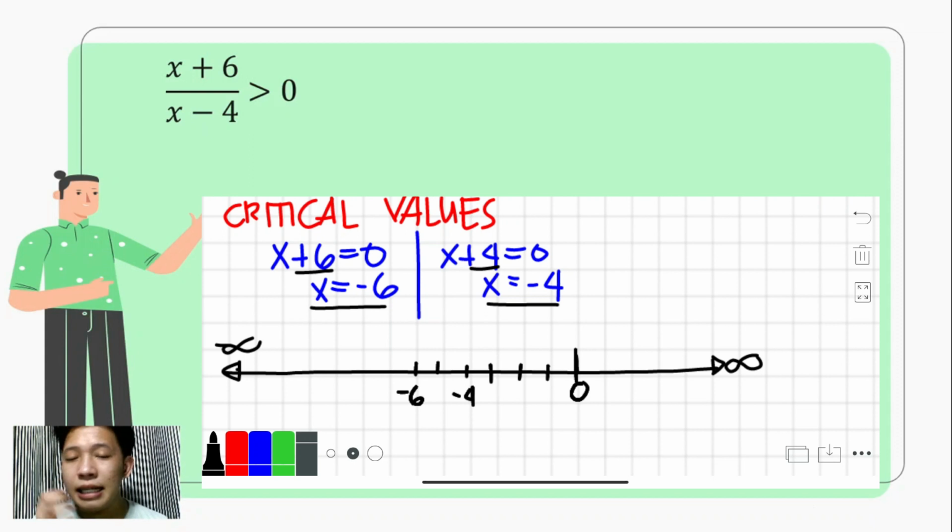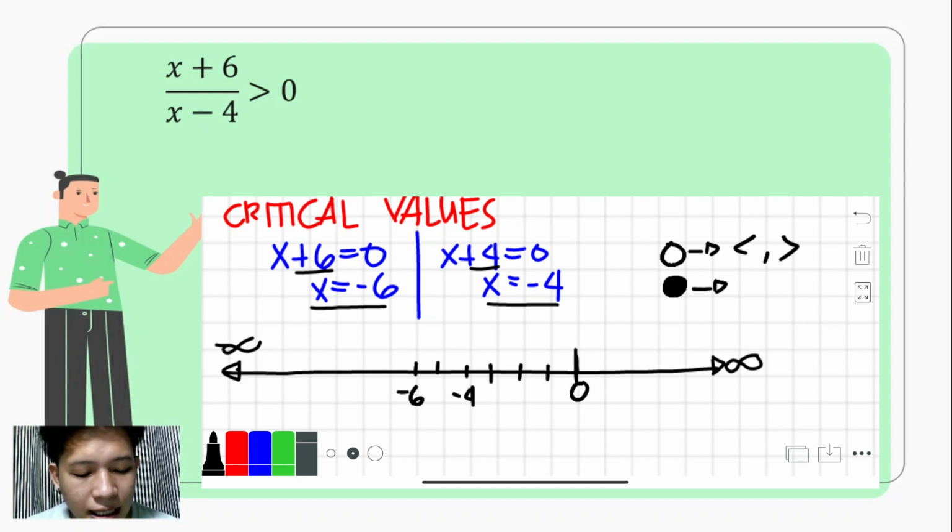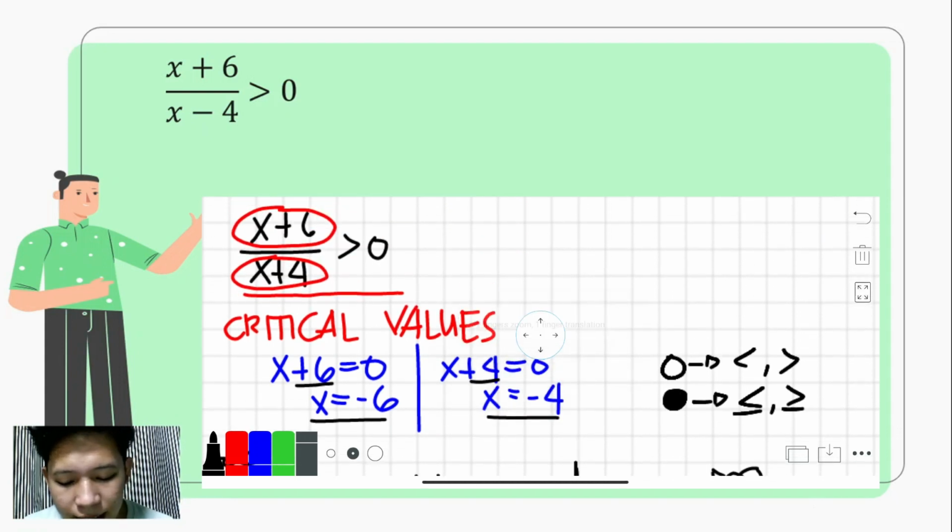So, tatanungin natin yung sarili natin. Ano bang gagamitin natin? Is it a solid dot or a hollow dot? So, si hollow dot po, ginagamit po natin kapag ang inequality symbol natin ay greater than or less than lang. Pero yung solid dot natin, ginagamit natin siya kapag ang inequality symbol natin ay less than or equal to and greater than or equal to. So, let us go back to our inequality. So, ano ba yung inequality symbol natin?